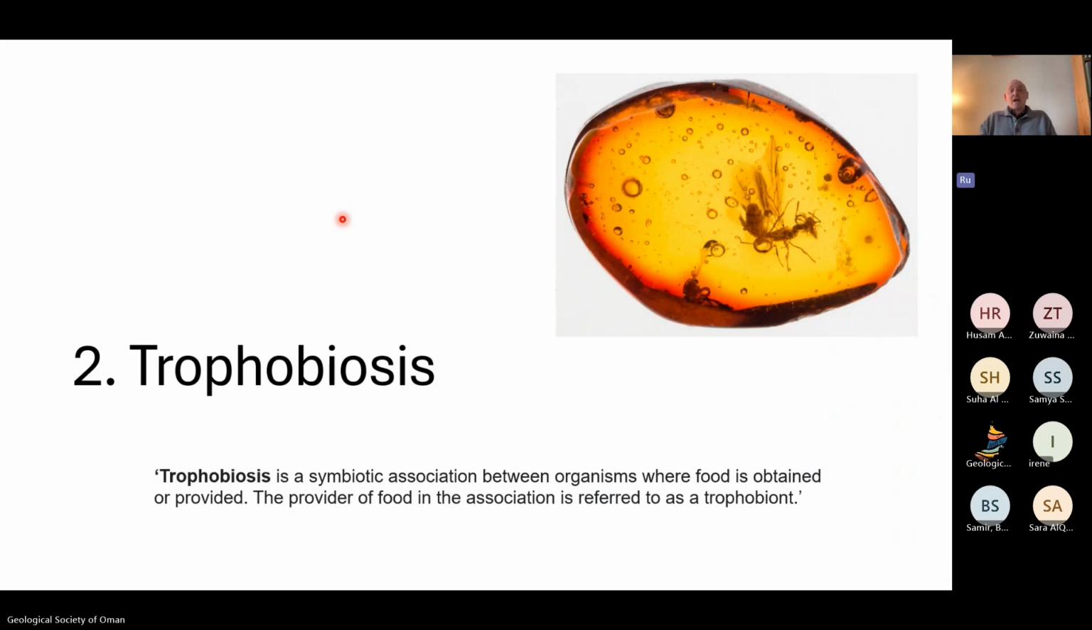Okay, so the first example, something called trophobiosis. And there's a definition down there, symbiotic association where food is obtained or provided. And the one that provides the food is called the trophobiont. And you probably all know this about ants and aphids, or ants and mealybugs, but they essentially farm them and feed off the honeydew that they produce. So let's go next slide.